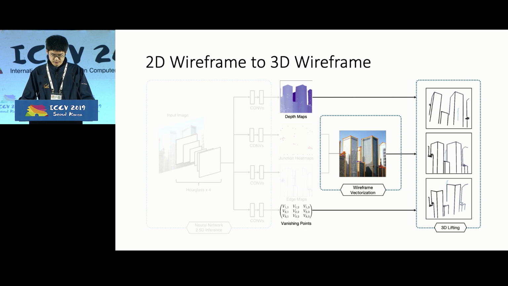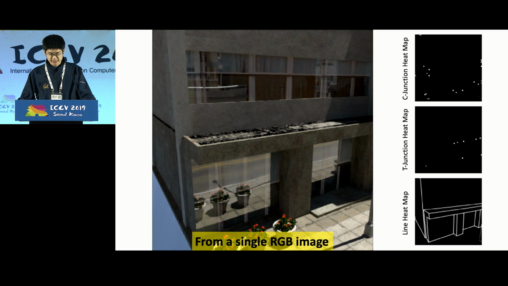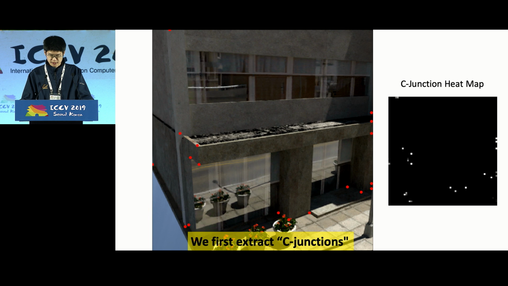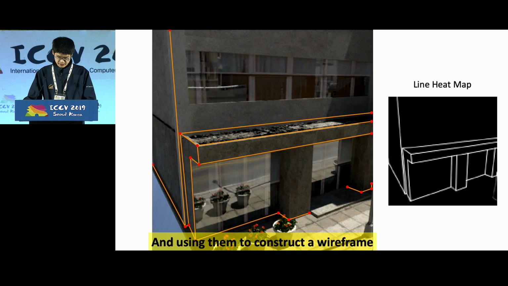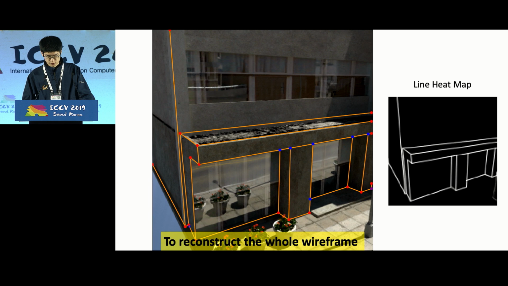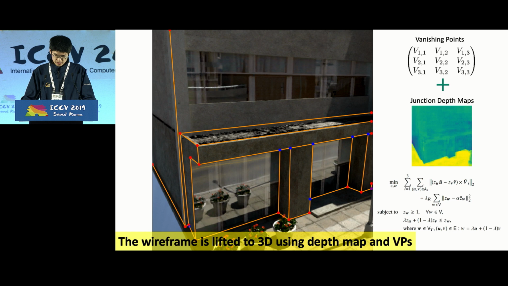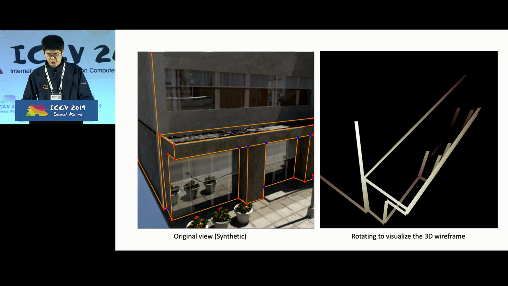Now let's see an example. From a single RGB image, our neural network predicts a line heat map and two junction heat maps. We first extract C junctions from the C junction heat map and use the line heat map to construct the initial wireframe. Next, we add T junctions into this wireframe to reconstruct the whole wireframe. This wireframe is then lifted to 3D using the depth map and the vanishing points. We can use the mouse to rotate and change the pose of the camera to visualize our 3D wireframe.